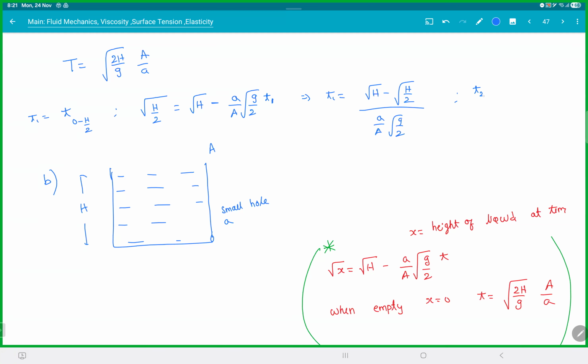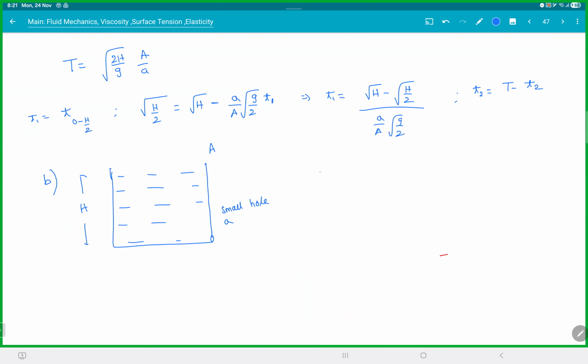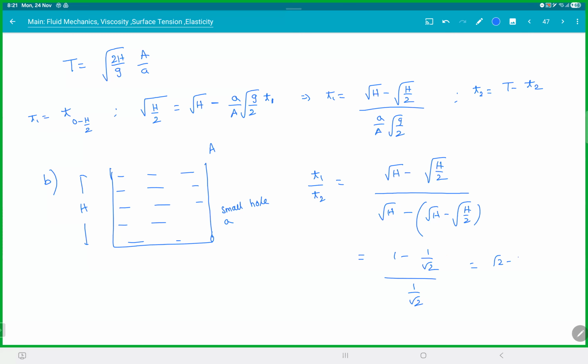And what about the second half? T2 will be t minus t1, isn't it? Take the total time and subtract the upper half. You're asking for upper half and lower half, so divide t1 by t2. The denominator will anyway go off. You get root h by 2 over root h minus root h by 2. This thing also goes off, and you end up with 1 by root 2 divided by 1 minus 1 by root 2, which is 1 over root 2 minus 1.